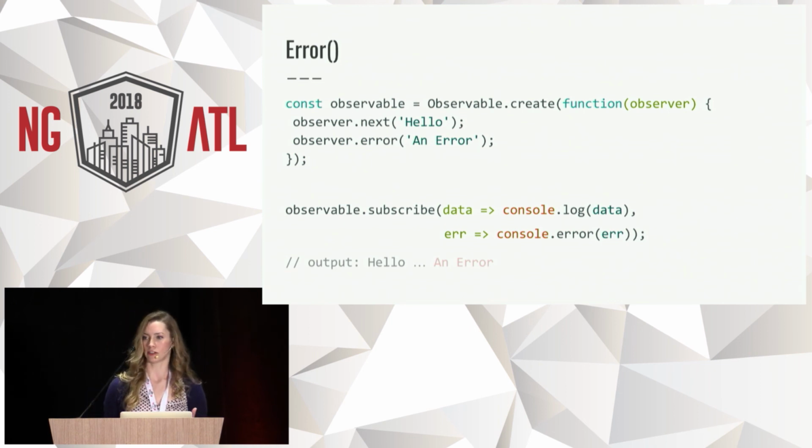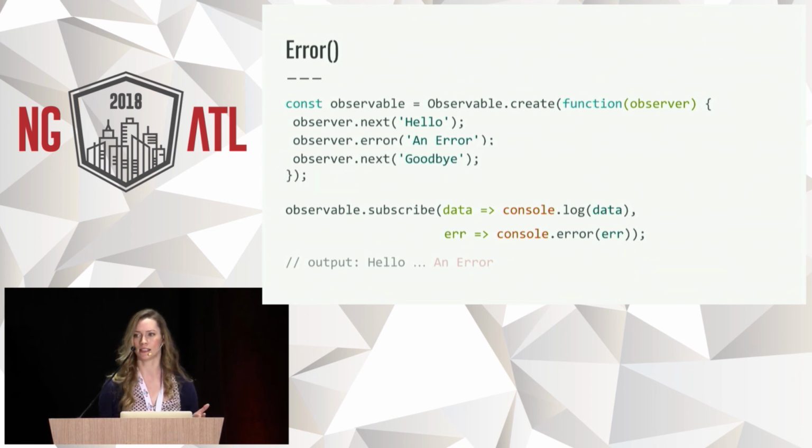Error is a little bit different than next, though, because once we call it, our observable won't continue to emit new data. And if we tried, we'd never see this. So for example, if we tried to pass in new data using next, and we executed this, our output would remain the same. Your observable is closed at that point, so don't expect new data. This has definitely tripped me up in the past.